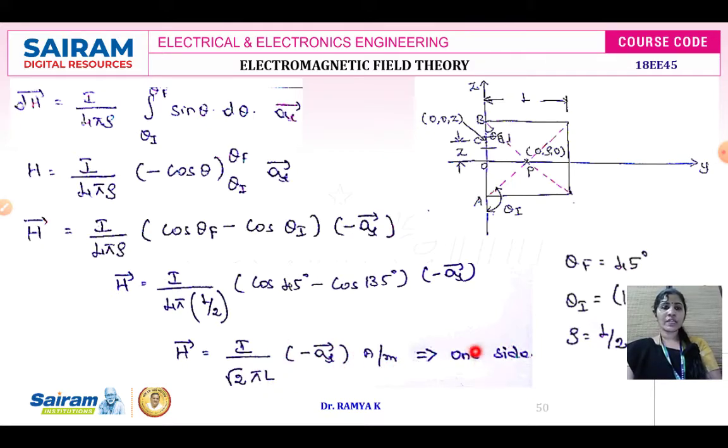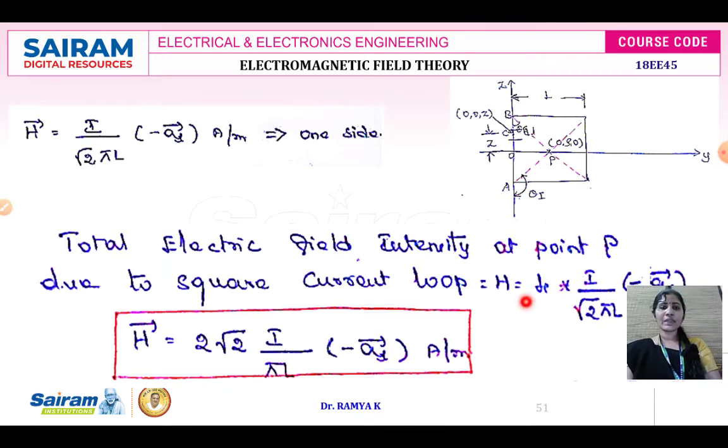This is for only one side. If you want the magnetic field intensity for all 4 sides, we need to multiply the value obtained for one side by 4. After doing so, we get the magnetic field intensity for a square as 2 root 2 I divided by pi L. The direction of the magnetic field intensity is minus ax vector.